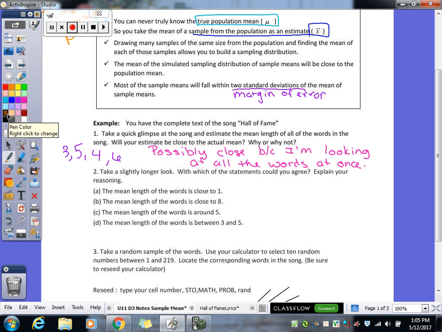So if you take a slightly longer look, which of the following 4 statements would you agree with and explain why? The mean length of the words is close to 1, the mean length of the words is close to 8, the mean length of the words is around 5, or the mean length of the words is between 3 and 5? So take a little bit of a longer look, see which one of those 4 you would agree with.